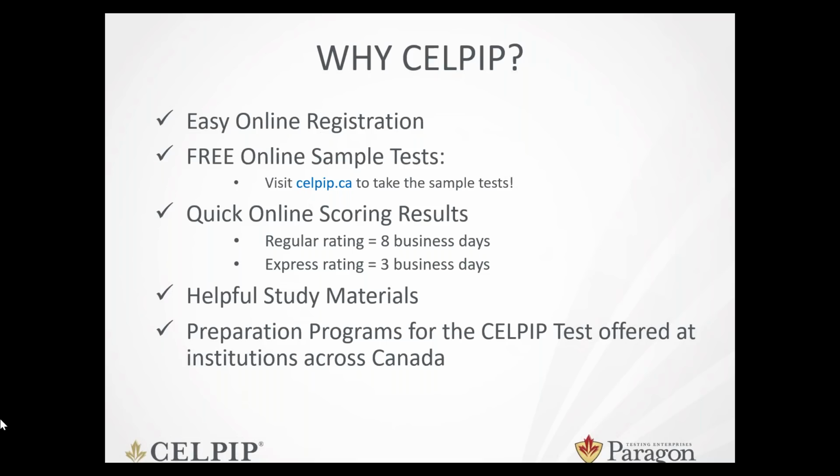Now, because the CELPIP test is, as I've mentioned, a completely computer-based test, we do provide results very quickly. Results are posted online 8 business days after your test. If you need the results even sooner, though, we do have an express rating option where results are posted online 3 business days after the test. And we'll go through those options in just a few minutes as well.